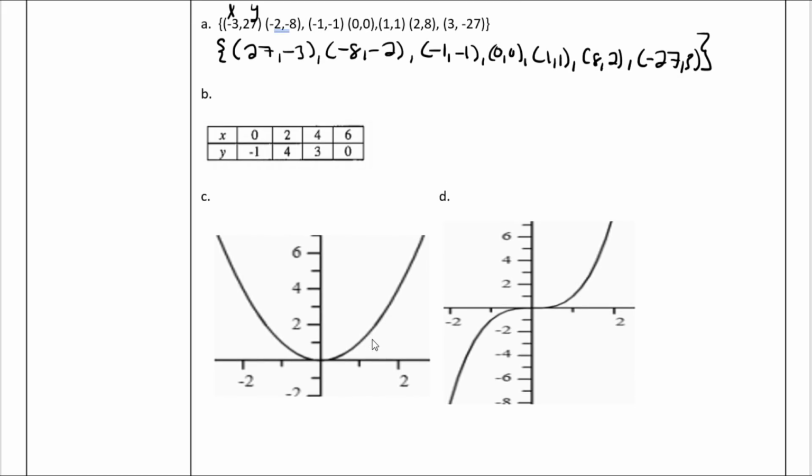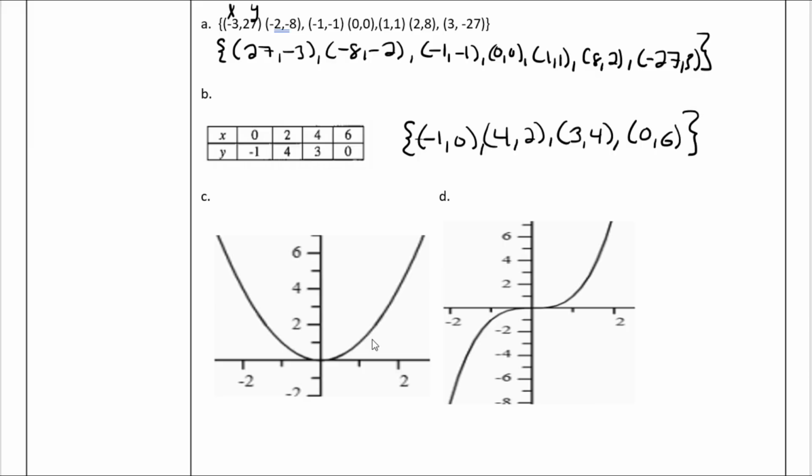So for part B, it's the same thing as part A, except you're given a table instead. So now we're going to swap x and y. So now we have, x is 0 and y is -1, so it's going to be -1, 0, 4, 2, oops, that should be 3, 3, 4, and 0, 6.